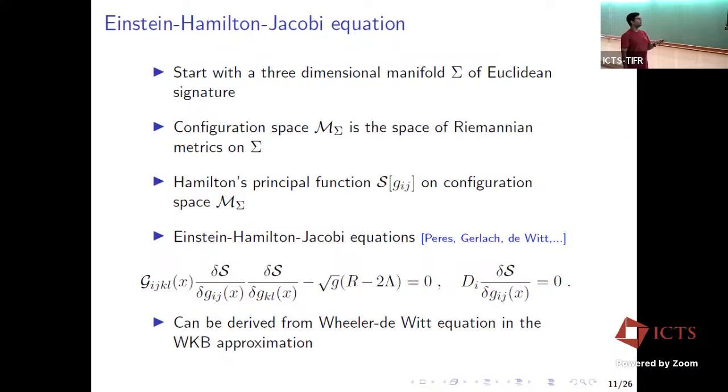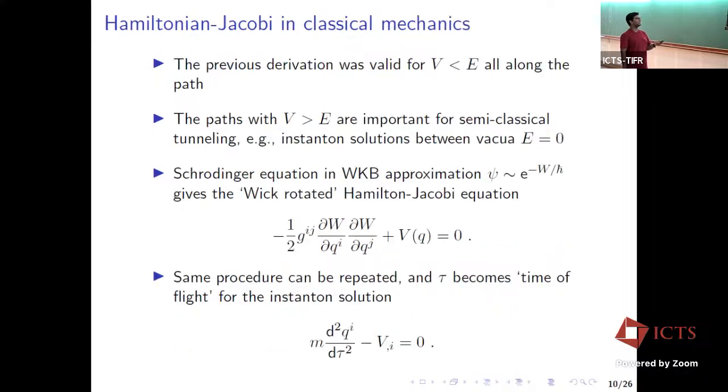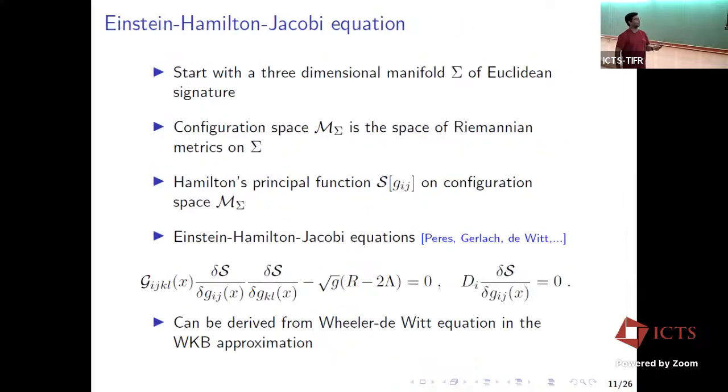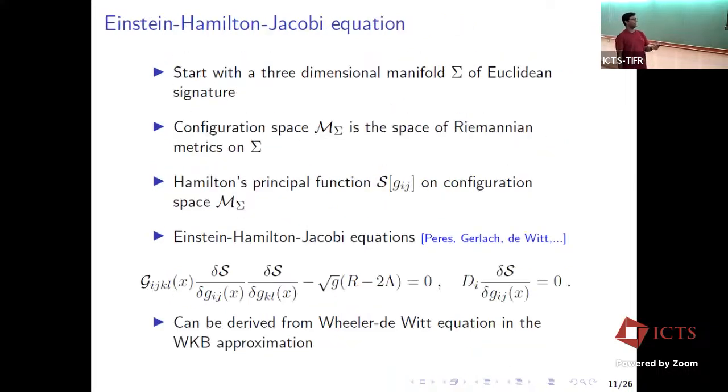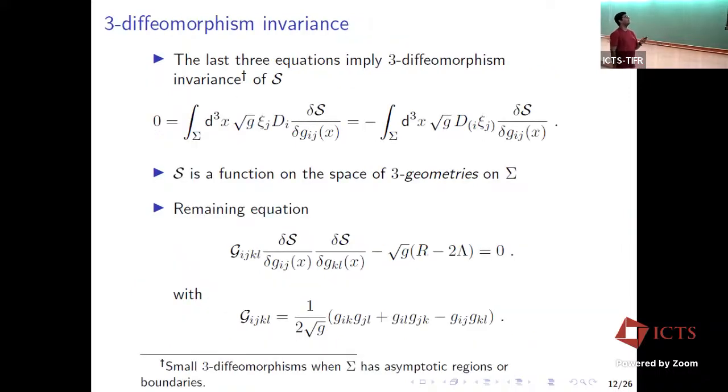And these equations, for example, can be derived from the Wheeler-DeWitt equation in the WKB approximation, just like I mentioned that this equation could be derived from the Schrodinger equation in the WKB approximation. So let's focus on the last 3 equations first. These imply 3-diffeomorphism invariance, that is invariance under a choice of coordinates on the 3-dimensional manifold sigma, of this principal function S, which can be seen by a simple manipulation. You just contract this equation by a vector field Z^j.